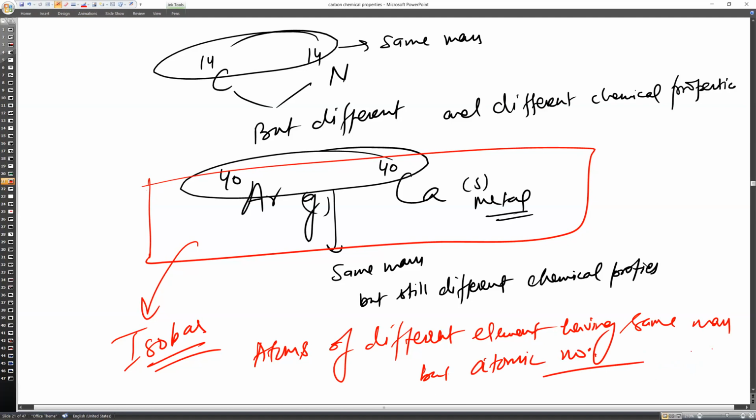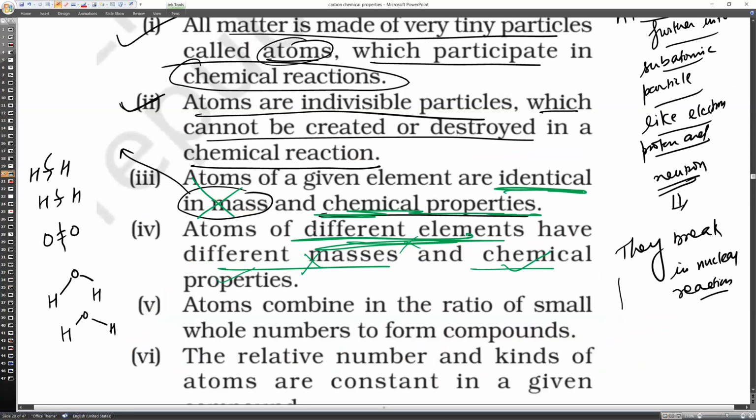So in the case of isobars, different atoms can have the same mass. So he said that atoms of different elements must have different mass. No, they can have the same mass. Yes, it is correct that if they are different, they must have different chemical properties. It is correct. So half portion of both the third and fourth postulate is incorrect. Okay. Understood?